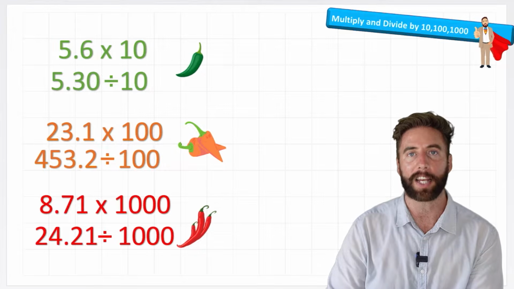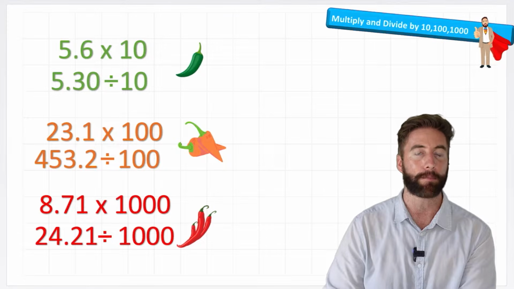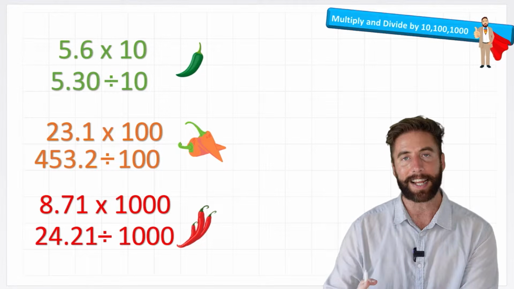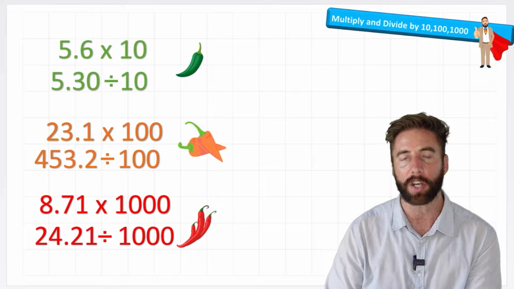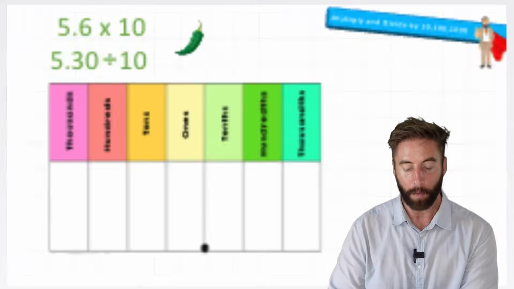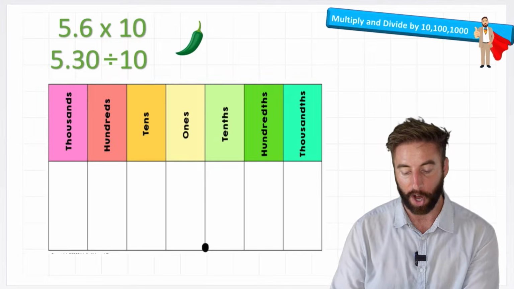Okay, so we've got these three sets of questions here. They're going to get progressively more challenging as we go along. So let's first of all think about how we're going to do this and what we're going to use to help us. Well, we're going to start to think about our place value chart, and I've got one here for us now.